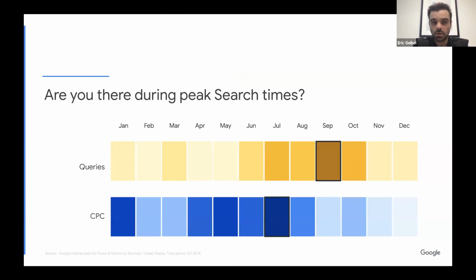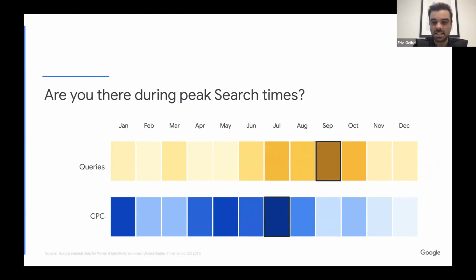Specifically for the energy and utility industry, I wanted to provide some insight in terms of when peak search times occurred. So when are the most searches happening for energy and utility businesses? If you look at the graph on the bottom, queries are essentially searches on Google. What you'll see is that June through October is the time in which consumers are searching most and actively seeking out additional information about their energy and utility bills.